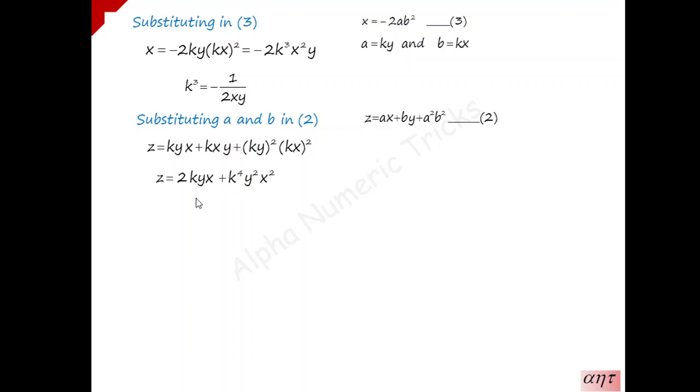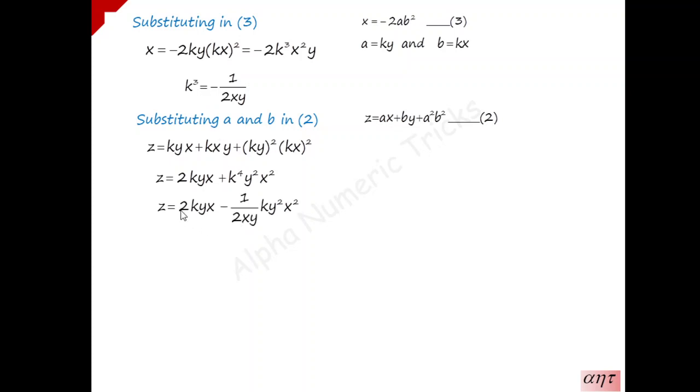kyx, you have 2kyx plus k squared into k squared, you have k power 4 into y squared and x squared. Okay, so from this you have to substitute the value of k cube. For that you have to write this k power 4 as k cube into k and substitute this k cube value.